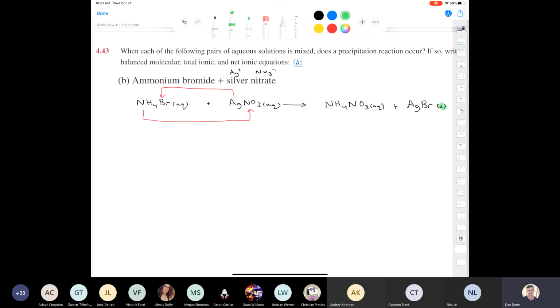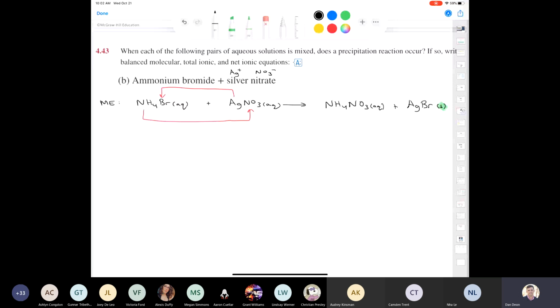I have another question for you. Is this molecular equation balanced? Is it balanced the way it's written? Yay or nay? Or no? Yes, it's absolutely balanced. So there's our molecular equation.